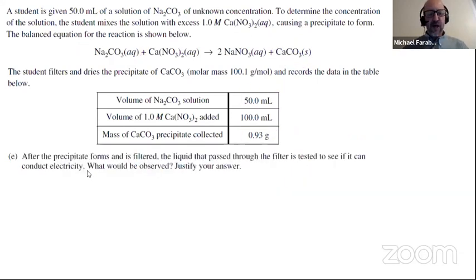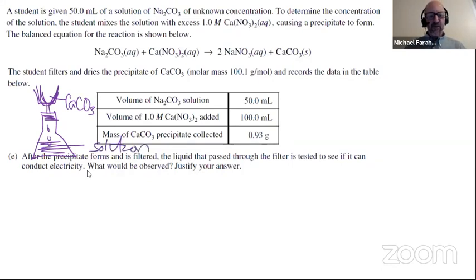All right, we're still on the same question. This is the next part. After the precipitate forms, so again, I'm just going to go ahead and draw a little funnel here. Okay, and we have a flask. So the solid would be on the filter paper up here. That's the calcium carbonate. And then here we have a solution that would contain the ions.